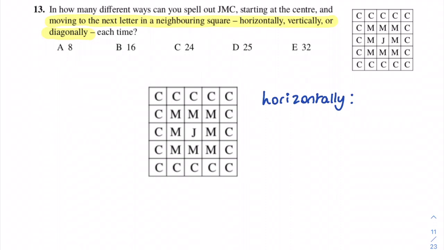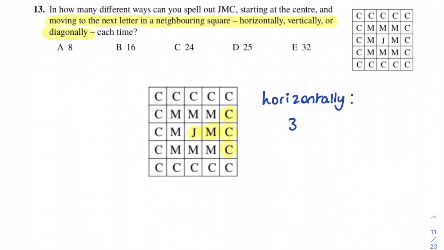Well, we've always got to start with J, as there's only one J on the grid. Horizontally, we can either go in the left direction or the right direction. So let's say we go right first, then we're going to end up with this M here. And then from this M, you should be able to see that, yes, there's a C here, but there's also a C here, and we can move to those other two C's since we are able to move diagonally. So in this case, there are 3 possible ways in which we can spell JMC. So that's when we go in the right direction.